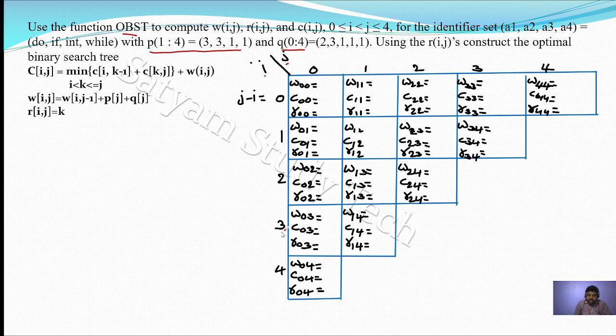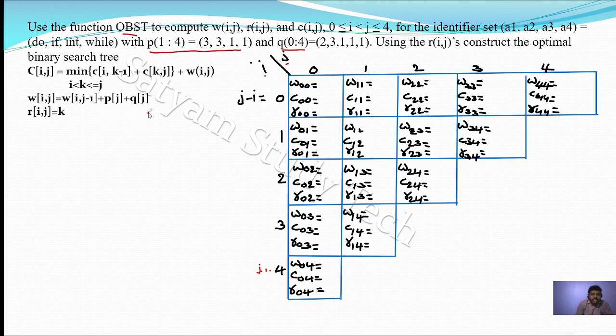Here also you can see, for example, the j value is 1, and 1 minus 0 is 1. Here 2 minus 0 is 2, 3 minus 0 is 3, 4 minus 0 is 4. So j minus i equal to 4, like that you can write. Now very simple: for w of 0 1, j minus i is 1, so we increment by 1, that is 0 plus 1 is 1, 1 plus 1 is 2, like that. You can prepare this table. Now you can find out the values.